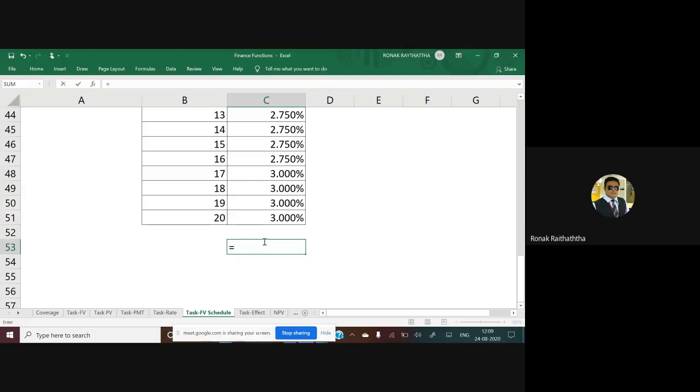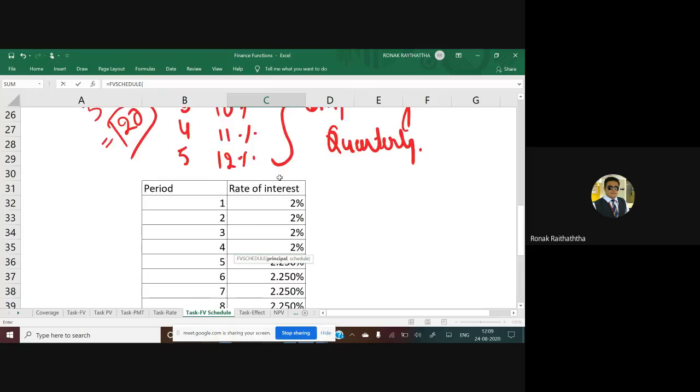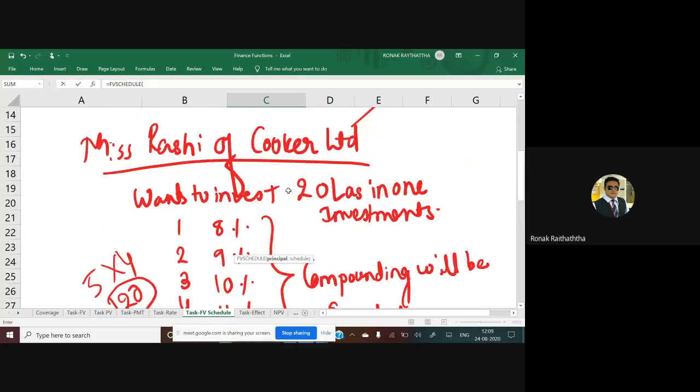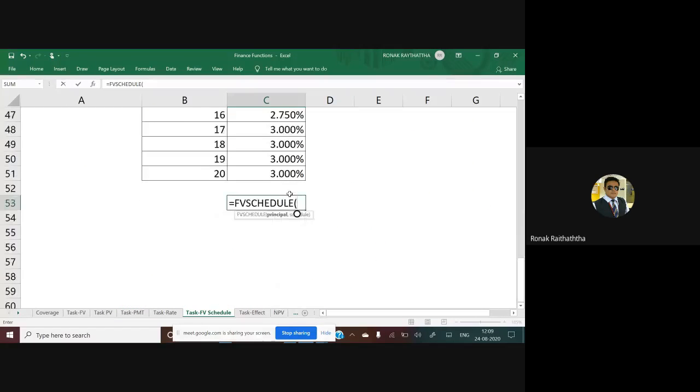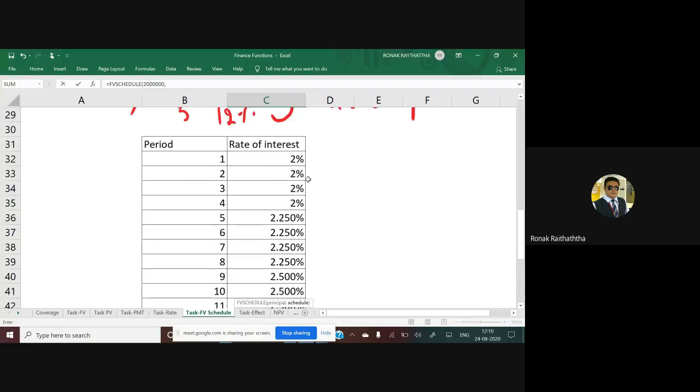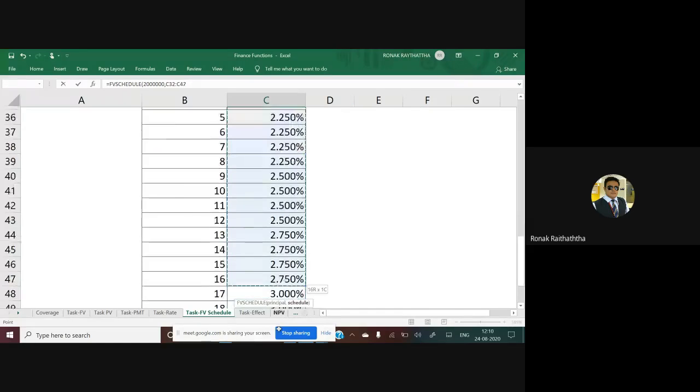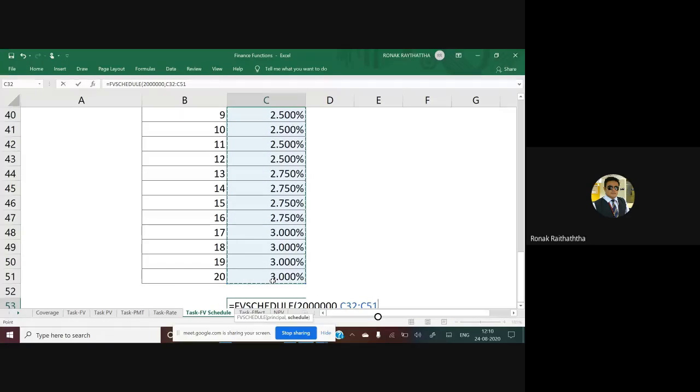So equal to FV schedule, opening the bracket, principal amount is how much? What amount Miss Rashi wants to invest? Be interactive, all of you. 20 lakhs. Right. So I'm writing 20 lakhs over there, comma. You can write 20 lakhs or you can link any cell of the Excel where 20 lakhs is written. And then you are just supposed to select the entire schedule, as simple as that, for every 20 years, 20 periods, sorry. Closing the bracket, pressing enter.